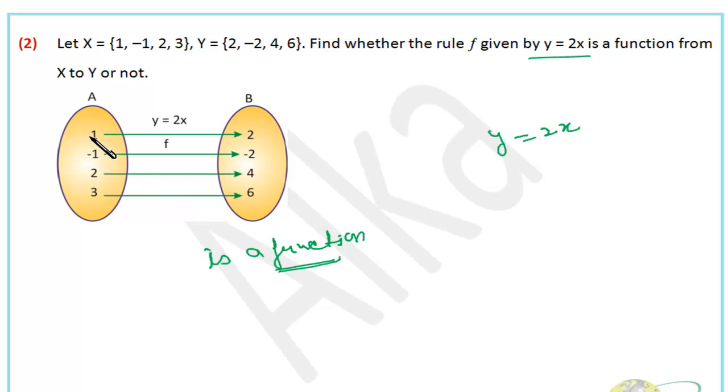What will be the domain? 1, minus 1, 2 and 3. So this is the domain. What will be the codomain? Here it will be 2, minus 2, 4 and 6. So this is the codomain.